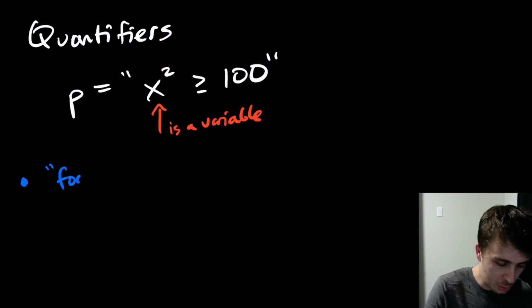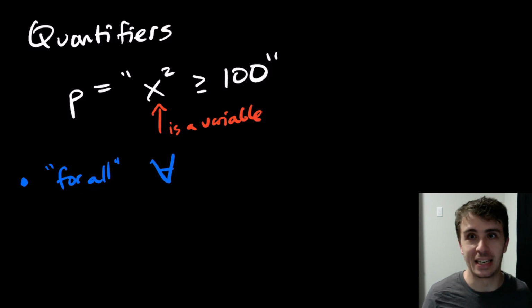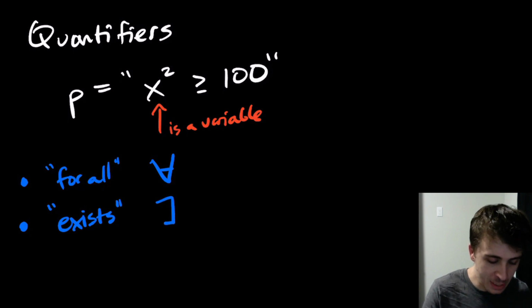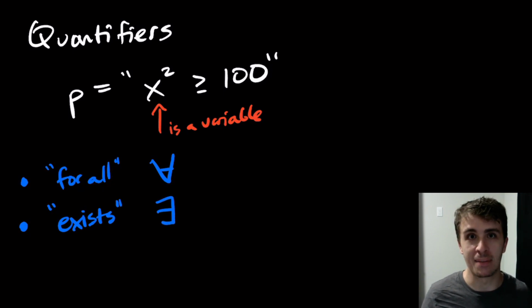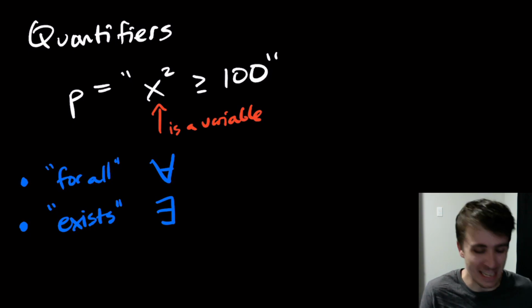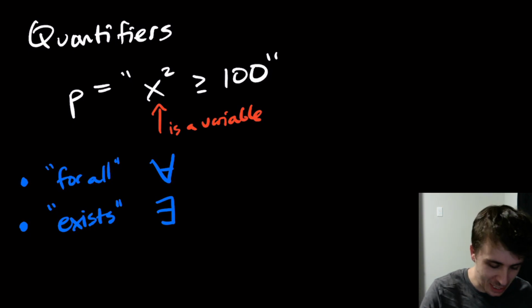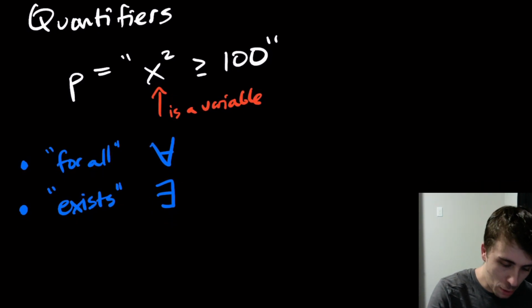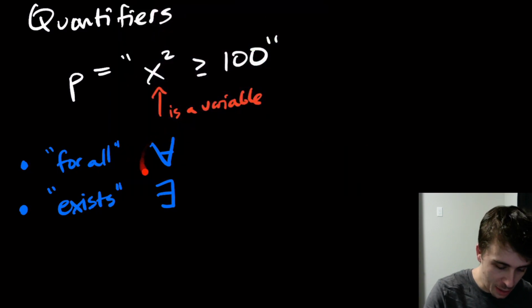So there are two quantifiers that we're going to introduce. One of them is called forall, and the abbreviation is an upside down A. I'm not sure why they use an upside down A for this. The other one is exists, and that one is a backwards capital E. Again, I know it's exists, but I don't know why it's backwards.